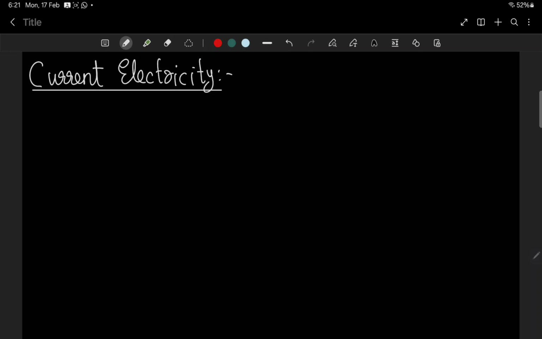So we learned the chapters electric field and charges, and electrostatic potential and capacitance. Now the third chapter is current electricity. This is a comparatively smaller chapter, but concept wise there are many things to study. Current electricity.